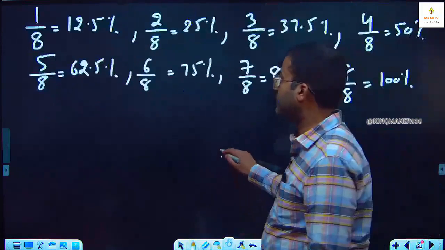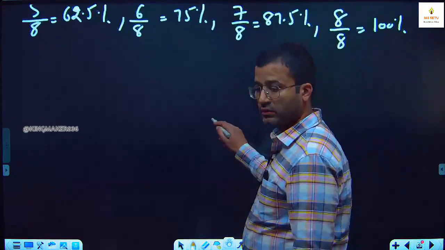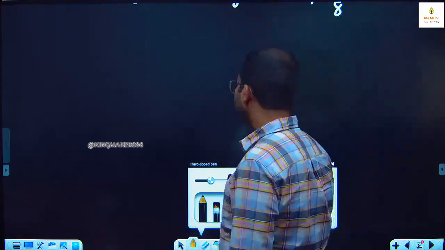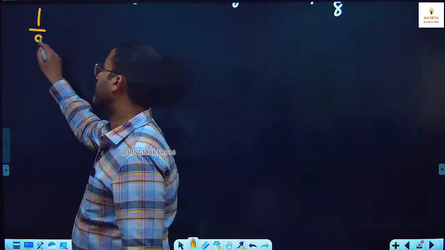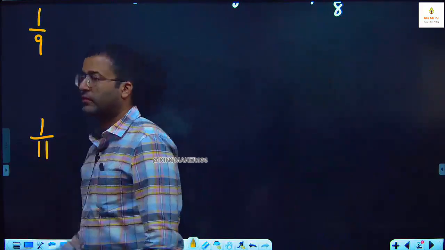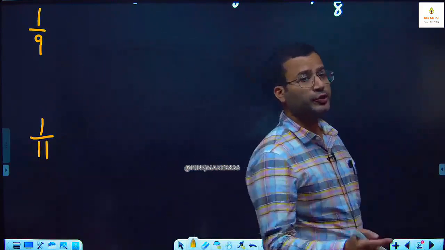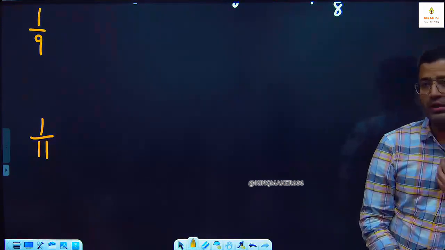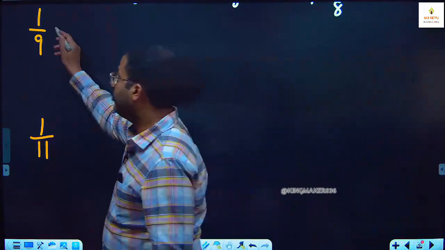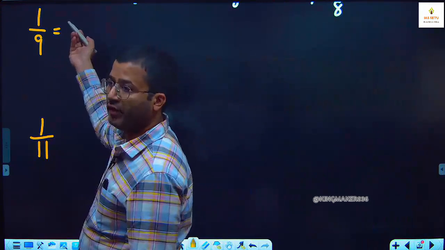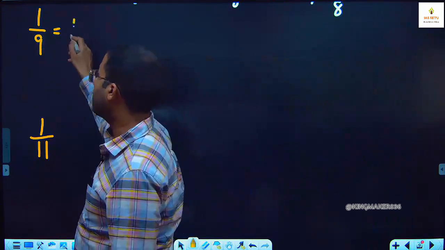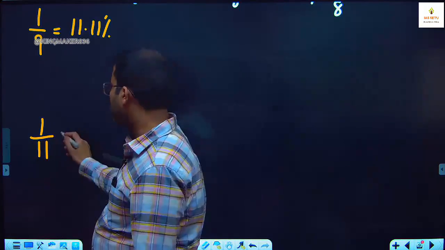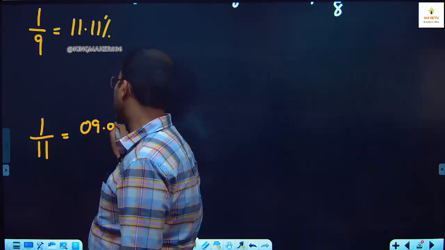Next is the 1 by 9 and 1 by 11. Easy to remember. These are opposite to each other. When the denominator is 9, the percentage is a multiple of 11. Ulta hai. 1 by 9 is 11.11%, whereas 1 by 11 is 09.09%.